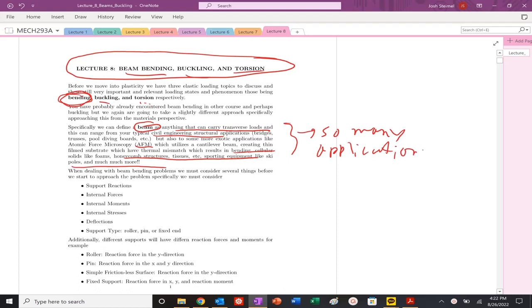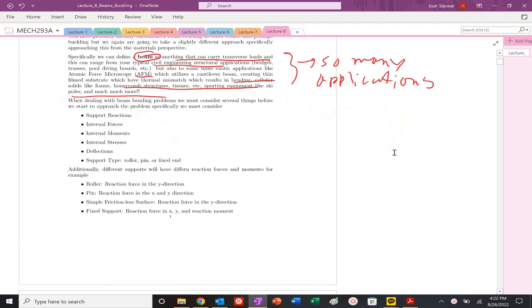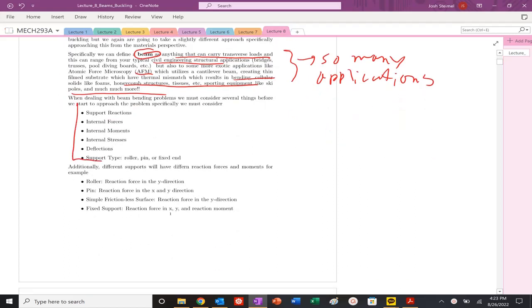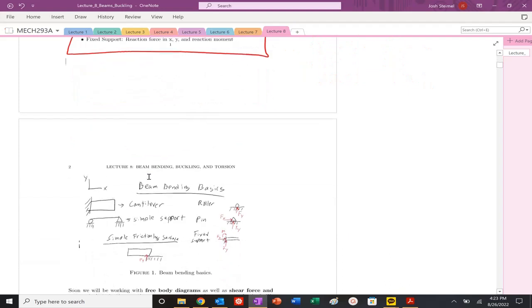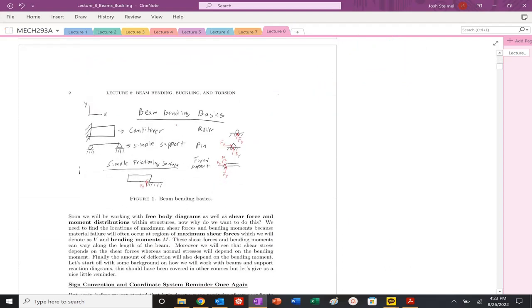So I think there's little to no motivation that we have to do for this topic. But we want to go over some basics. When you're dealing with beam bending, we're going to look at support reactions, forces, internal forces, and stresses. We're going to look at different supports: rollers, pins, etc., and fixed supports. So there are some basics of beam bending that you want to review.